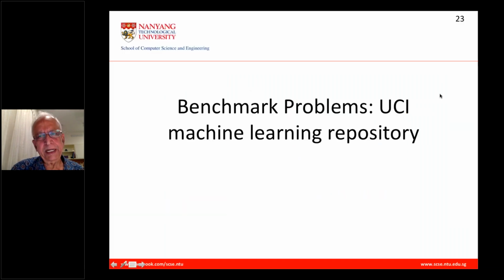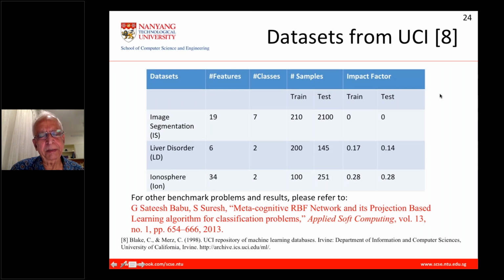Okay, so immediately I had to do BCI, right? I mean benchmark, UCI. Okay, the data details are all given in this paper. I'll give that. The three problems we selected. One other point I want to highlight here, you look at the number of samples. Of course, it's not impact factor, it is the imbalance factor. There is an error here. But you look at the samples here. Training samples is 210, 200, 100.